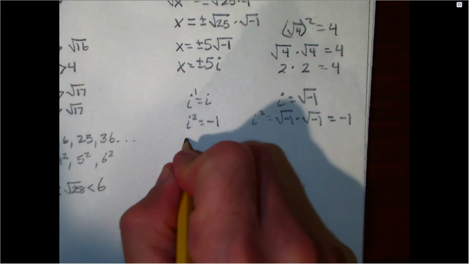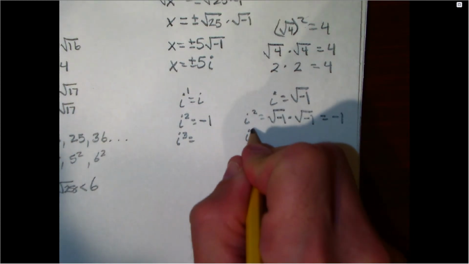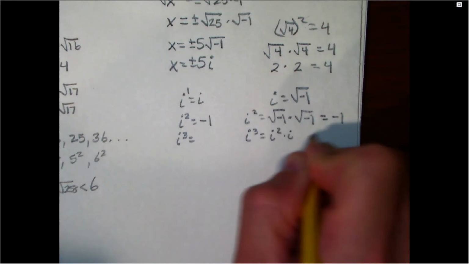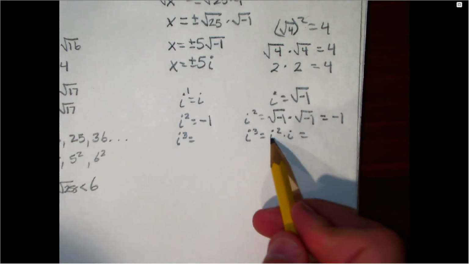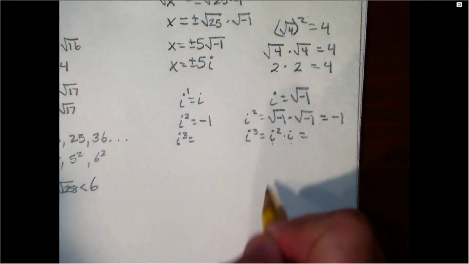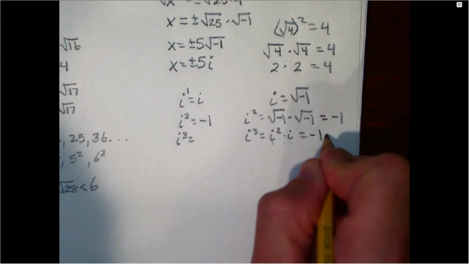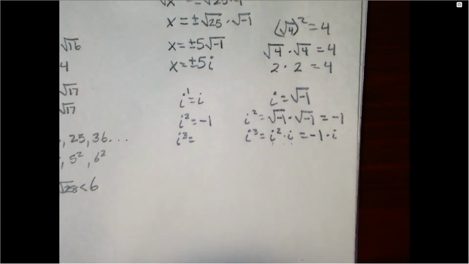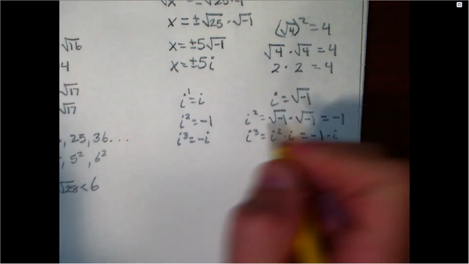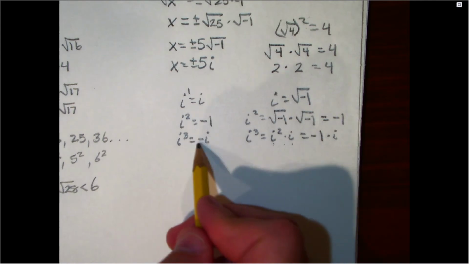Okay, well, what about i to the third power? Remember that i to the third power can be written as i to the second power times i to the first power. i to the second power means i times i, so this would be i times i times i, which is i to the third. Well, i squared, we just decided, was negative 1. So we have negative 1 times i. And if I had negative 1 times x, you would tell me it's negative x, right? Well, negative 1 times i is negative i. So i to the first power is i, i to the second power is negative 1, and i to the third power is negative i.